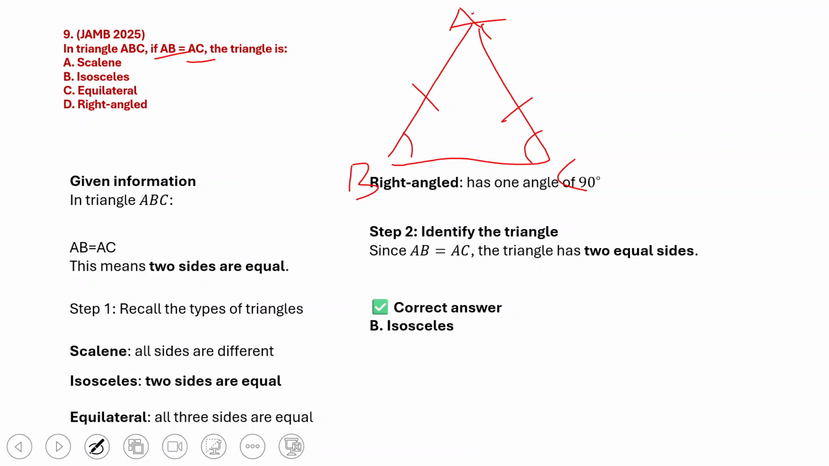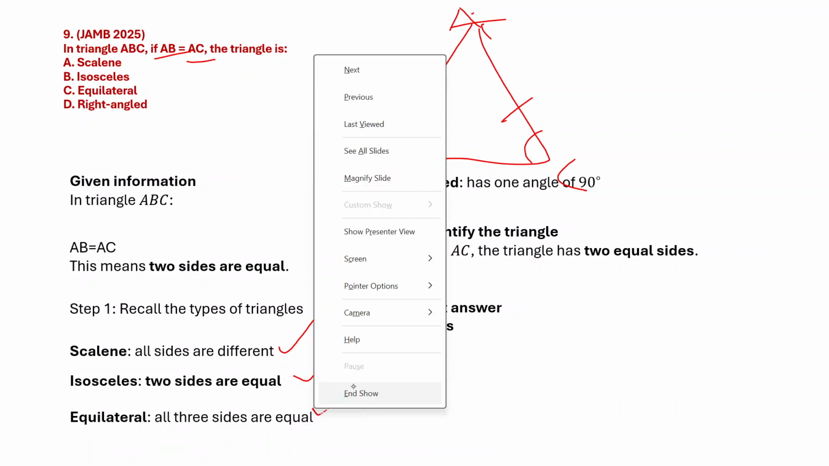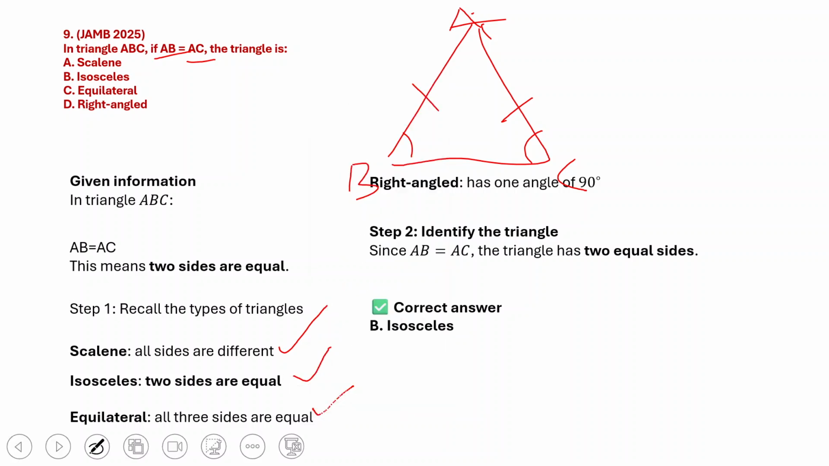All right. So I've been able to identify the kinds of triangle. One, scalene has all sides different. Two, isosceles triangle has two sides equal. The equilateral triangle has all three sides equal, and the right angle triangle has one angle of 90 degrees.